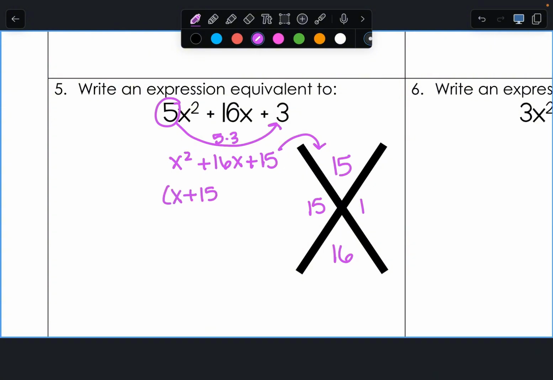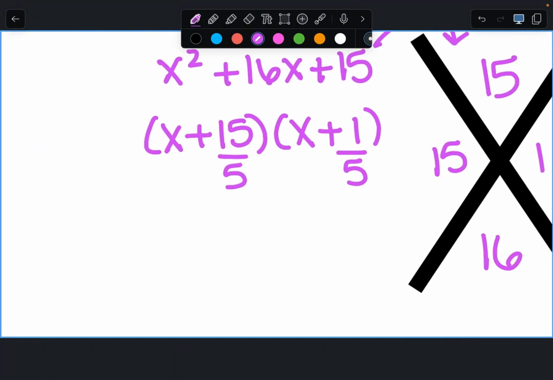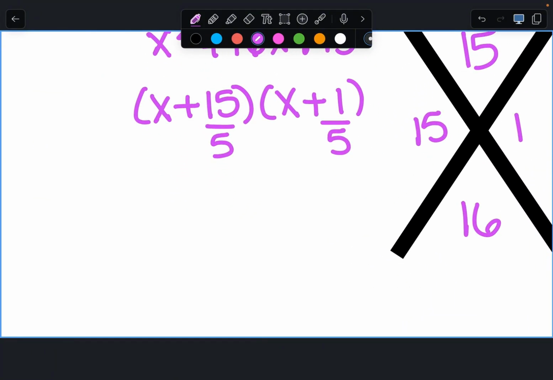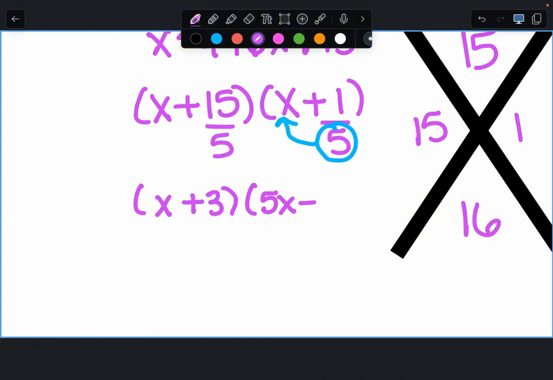But we can't stop there because we kidnapped Spencer. We have to give Spencer back. How do we do that? Divide. What number is Spencer? 5. He's 5 years old. Now 15 divided by 5 gives us 3, so this becomes x plus 3. 1 divided by 5 is 1 over 5. It remains a fraction. When it remains a fraction, bottom number rises to the top. Bottoms up. So that becomes 5x plus 1.